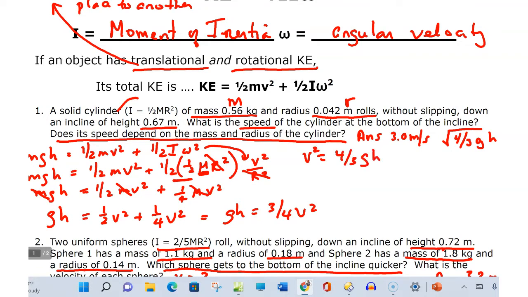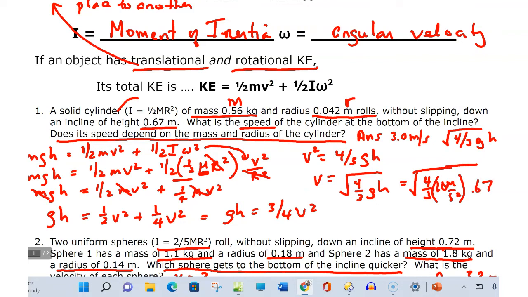4/3 gh, and v is the radical of 4/3 gh, and you substitute, g is 10, and the height is given as 0.67. So 4/3, 10 meters per second squared, times the height given as 0.67. That's meters, and you should get 3.0 meters per second is the v.